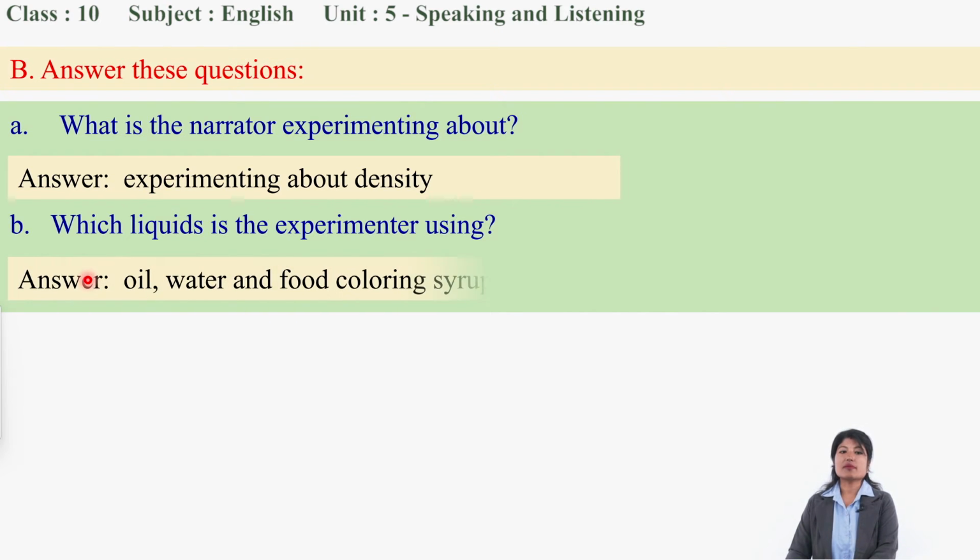Yes, he was talking about oil, water and food coloring syrup. So what layers did we see in the glass? Three colors. Three different colors. They were oil, water, and food color. Let's move to the next question.